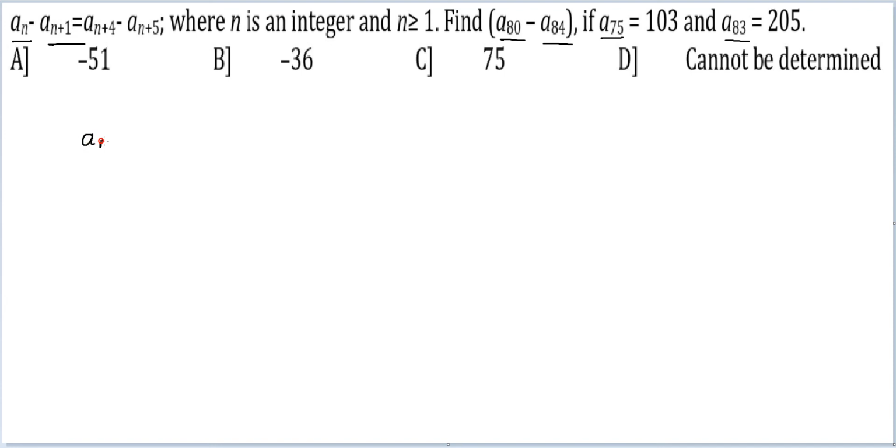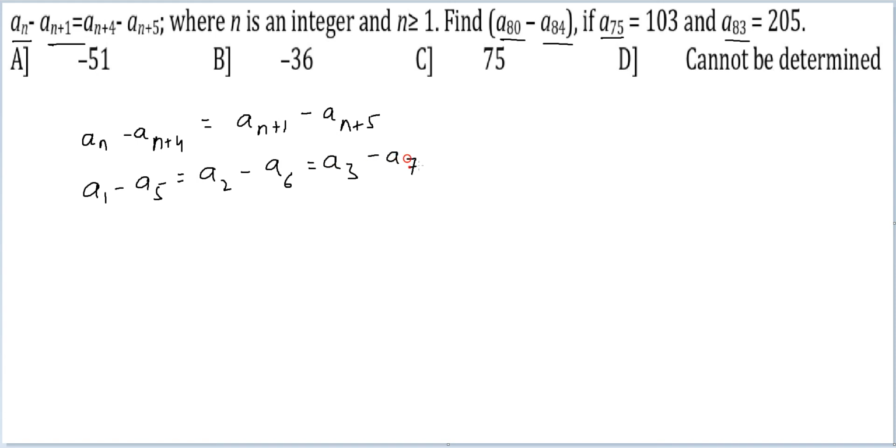One thing I can get is a_n minus a_{n+4} is equal to a_{n+1} minus a_{n+5}. So I can go a_1 minus a_5 is equal to a_2 minus a_6, and when n is equal to 2, this will be equal to a_3 minus a_7. When n is equal to 3, I will get a_4 minus a_8, or basically this minus this, a gap of 4 will get continued throughout.